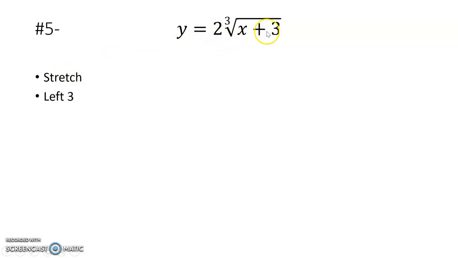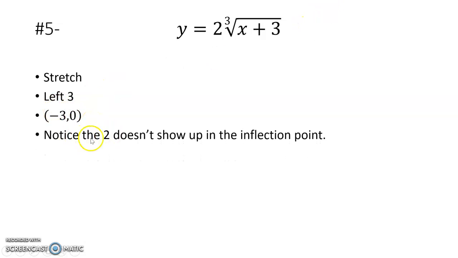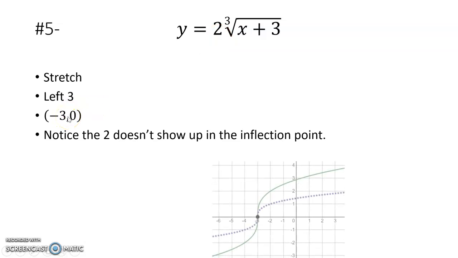Because of the 2, you go left 3 because you add on the inside. Means you go left. Okay, change the sign on the inside, not on the outside, so it's negative 3, 0. And notice the 2 doesn't show up in the inflection point. So this is the inflection point. The 2 is not being added, that's why it doesn't show up.